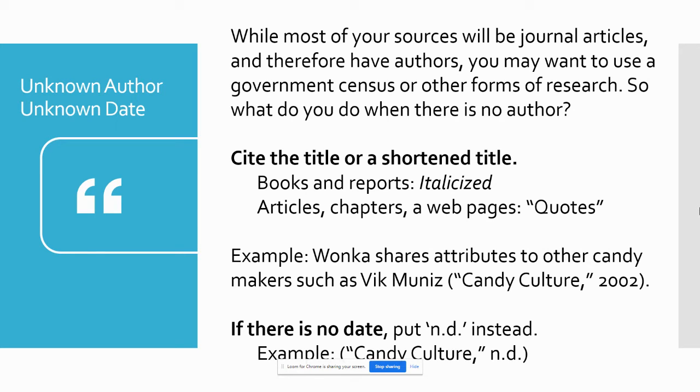If it is an extra long title, use a shortened title. Shortened titles should include the first couple of words in the title. Remember that book and report titles should be italicized, while article, chapter, or web page titles should use quotation marks. If there isn't a listed date, put N.D. instead. For example, after summarizing information about Wonka's similar attributes to Vic Muniz, I cited a shortened title in quotes, Candy Culture, with N.D. for no date.